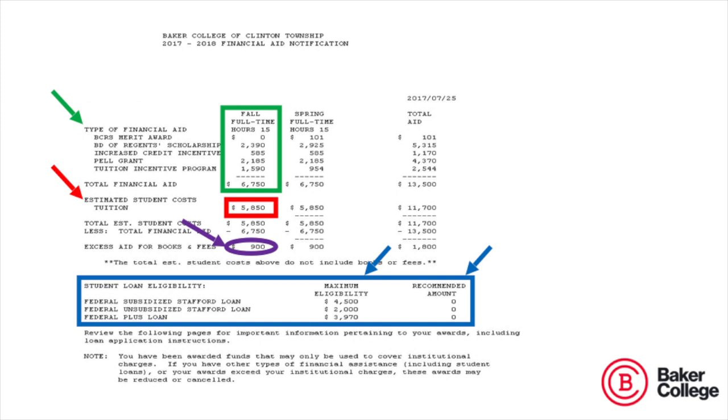In addition, it also informs the student of what their Stafford loan eligibility is, and if the student is dependent, what the parents may borrow in a Parent Plus loan, which we'll talk about in a little while. It gives the maximum eligibility. The student is eligible for a $4,500 subsidized Stafford loan and a $2,000 unsubsidized loan. The parents are also eligible to borrow up to $3,970 in a Parent Plus loan to help cover costs.